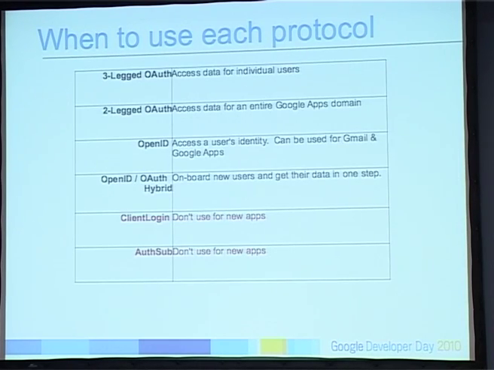So just to recap on when to use each of these: three-legged OAuth is great when you have an individual user who owns their own data and you just want to get access to it. Two-legged is more for the business case, great for Google Apps. OpenID is for getting a user's identity or to log them in, basically. Hybrid is for when you want to sign up a new user and get access to data at the same time. And again, client login, and also, just please don't use them anymore.